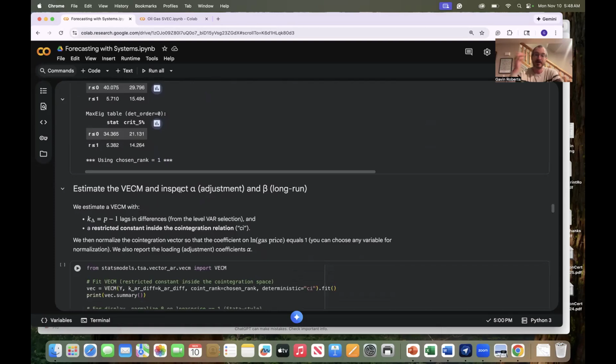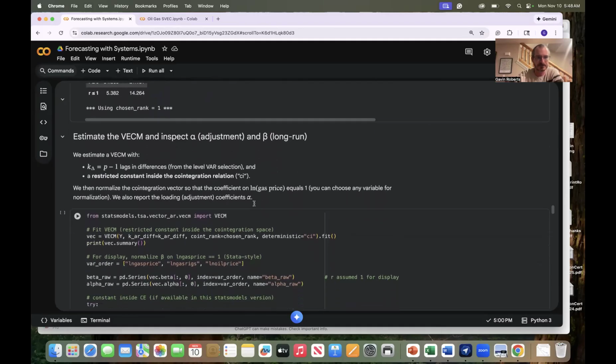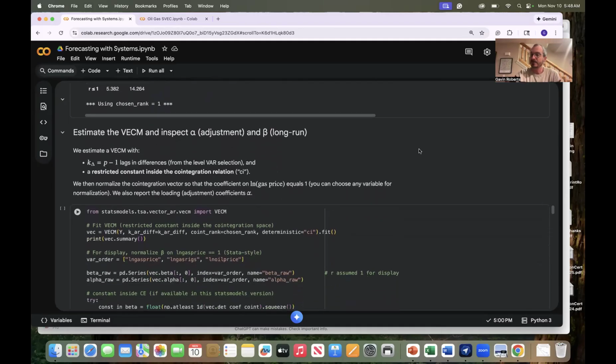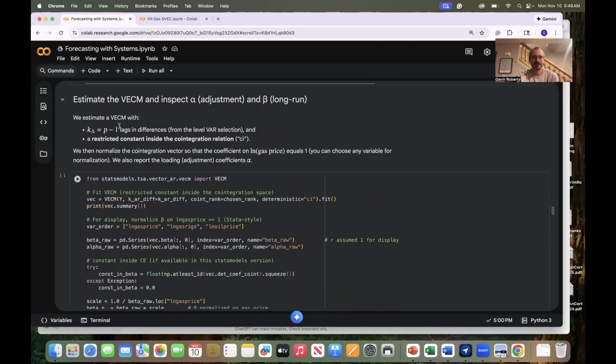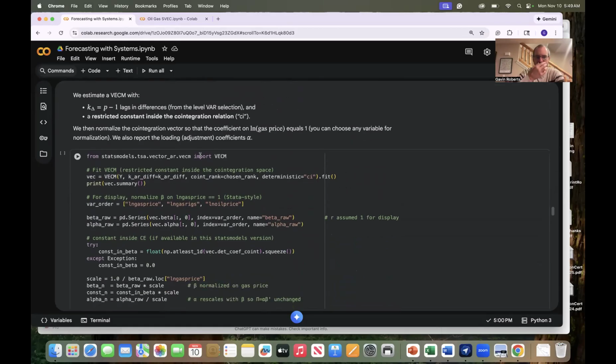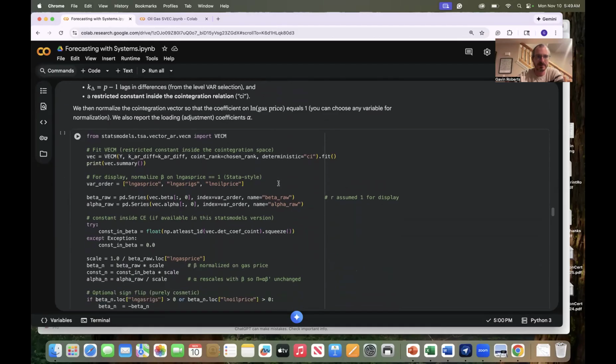On that basis, moving forward, we will assume that there's exactly one co-integrating vector. Now we can estimate our vector error correction model given this assumption. We estimate the vector error correction model with p minus 1 lags, based on the selection criteria. We then normalize the co-integrating vector so the coefficient on natural gas price equals 1, because it's arbitrary, so you can always do normalizations in the vector.